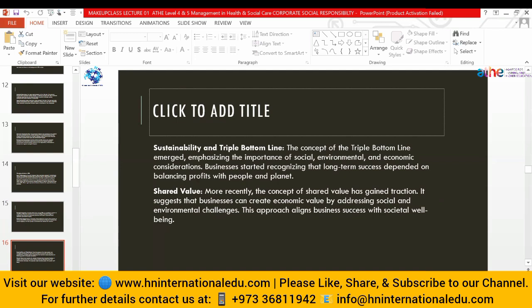Nobody is going to have benefit out of it. Only you are going to benefit for a longer period of time, or your future generation. Shared value. More recently, the concept of shared value has gained traction. It suggests that businesses can create economic value by addressing social and environmental challenges.